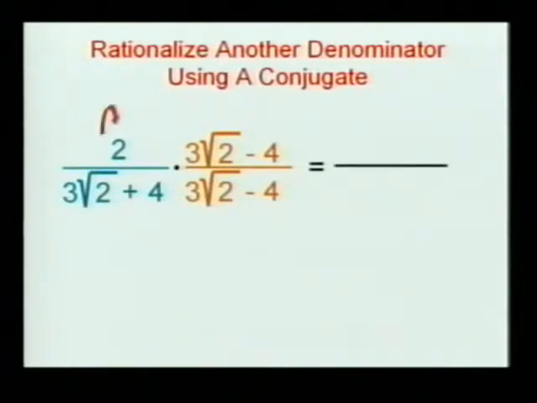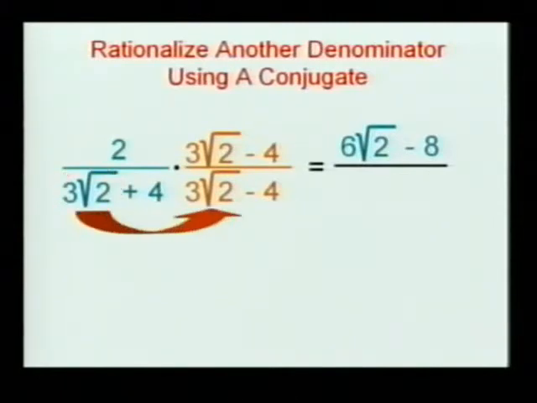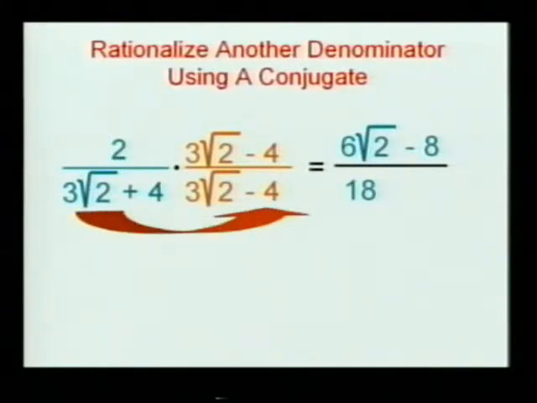Let's see. Can only multiply numbers and numbers and radicals. So I get 6 radical 2 and minus 8. Is it okay to have a radical in the top? Yes, sir. Now this guy, I'm going to get 9 radical 4, which is going to be 9 times 2, which is a nice number. I got a bunch more work to do.